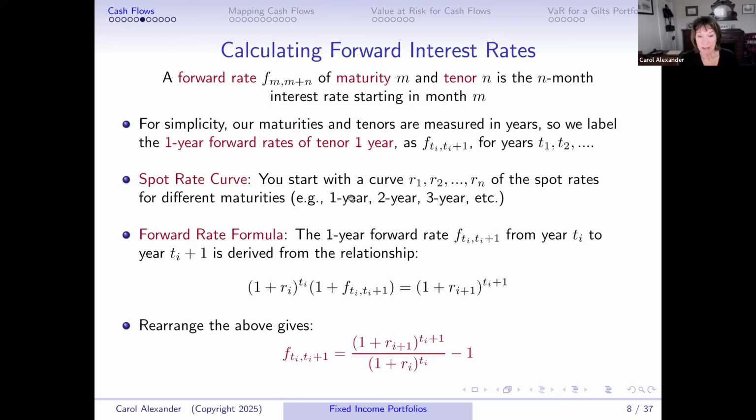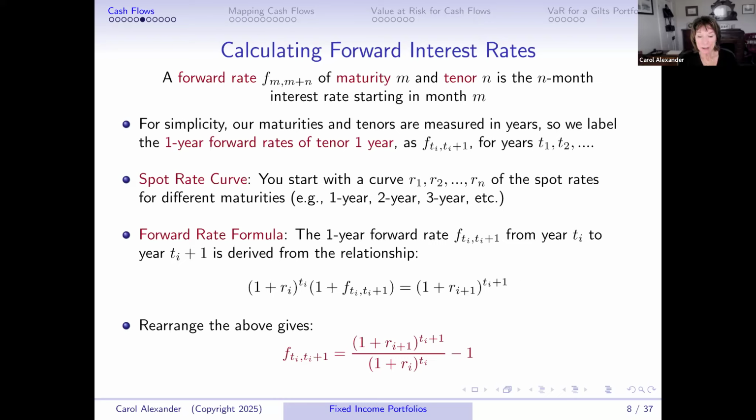The 1-year forward rate is derived from a simple relationship: if you compound your spot rate Ri for Ti years, so that's 1 plus Ri to the power Ti, and then compound it further with 1 plus the forward rate, that has to be equal to 1 plus Ri plus 1, the next year's interest rate, compounded to the power Ti plus 1.